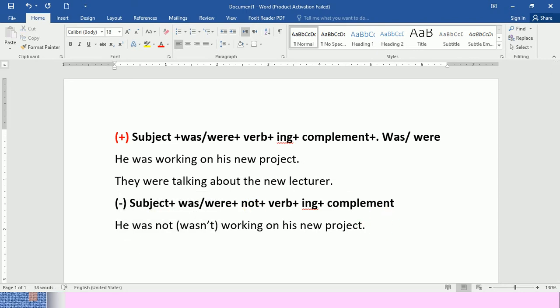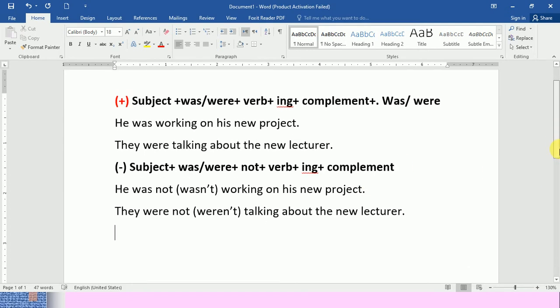Change the second example. They were not, or they weren't, talking about the new lecturer. So this sentence is what? This sentence is a negative one. It means they are not doing this action.